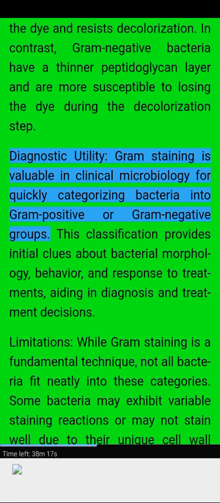step. Diagnostic utility. Gram staining is valuable in clinical microbiology for quickly categorizing bacteria into gram-positive or gram-negative groups. This classification provides initial clues about bacterial morphology, behavior, and response to treatments, aiding in diagnosis and treatment decisions.